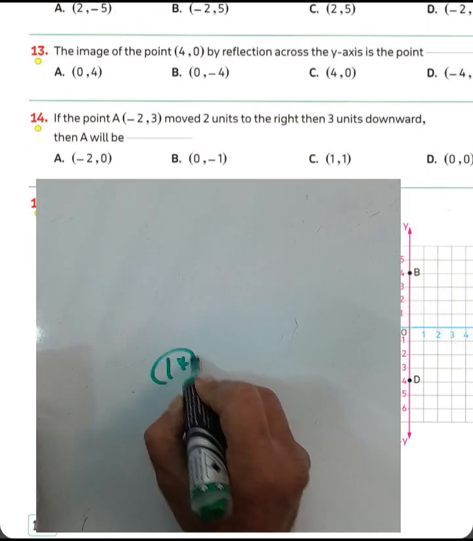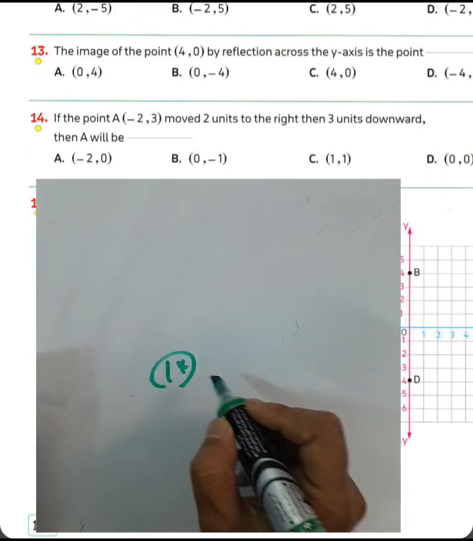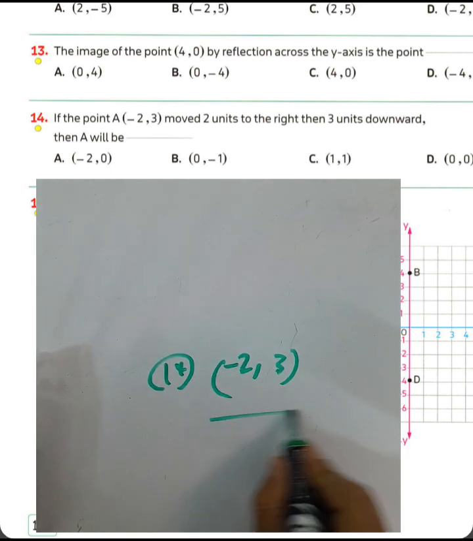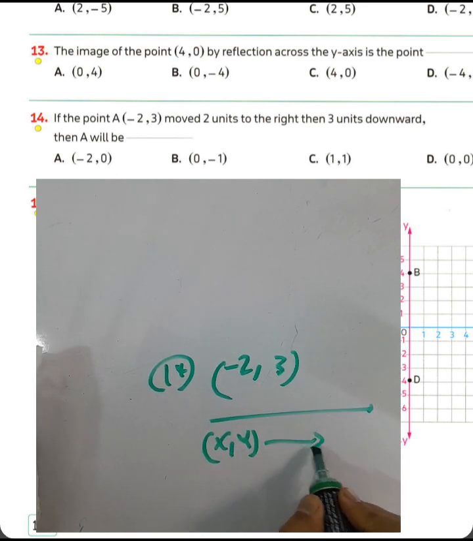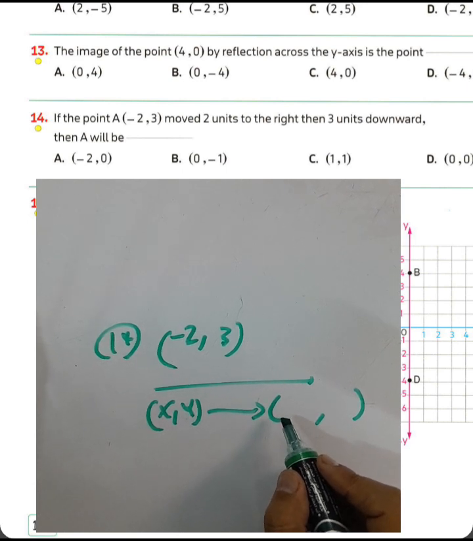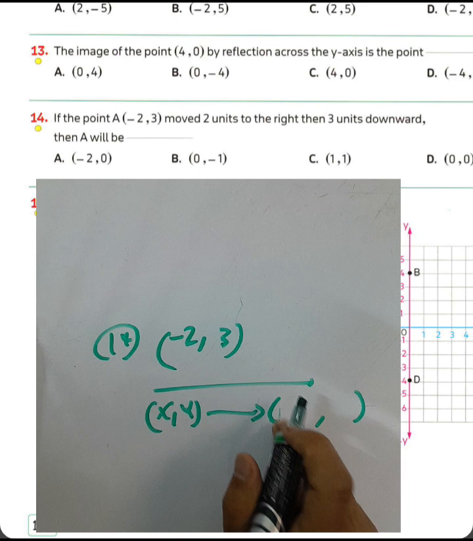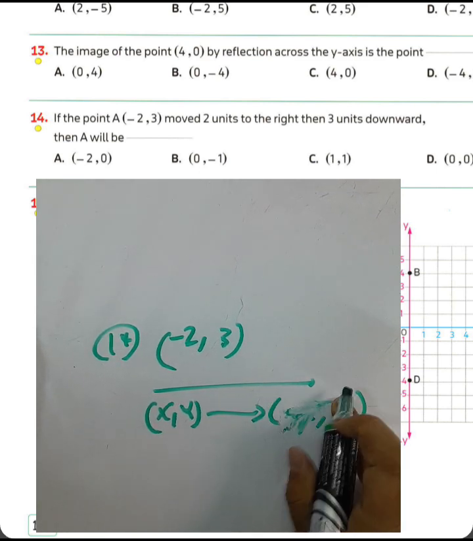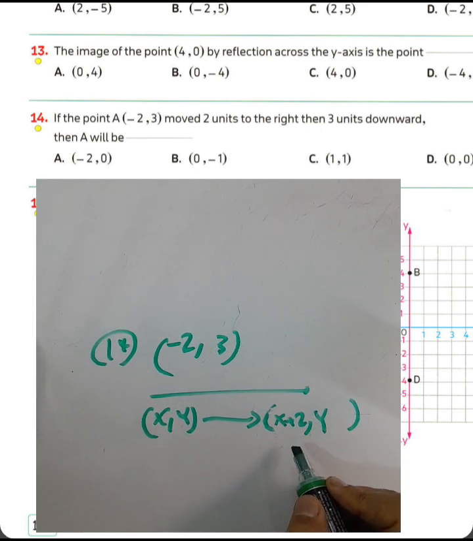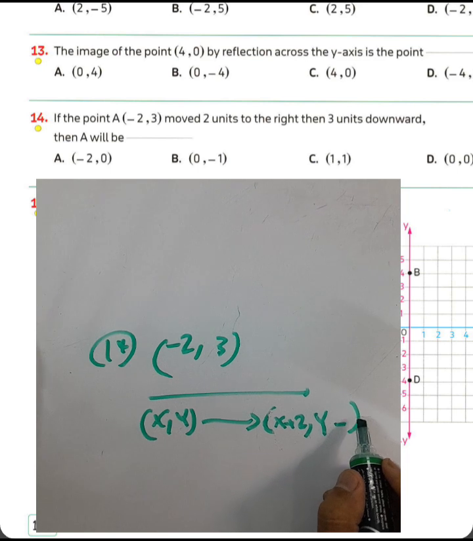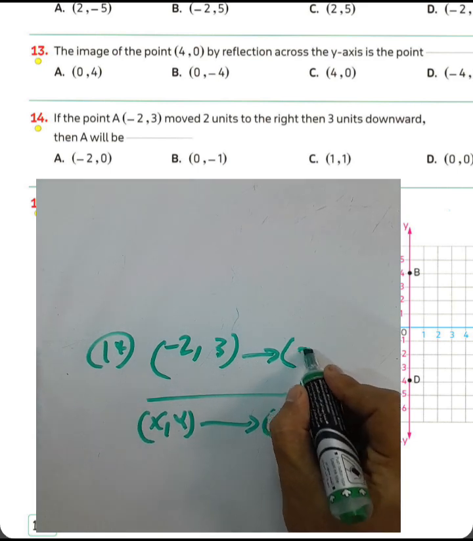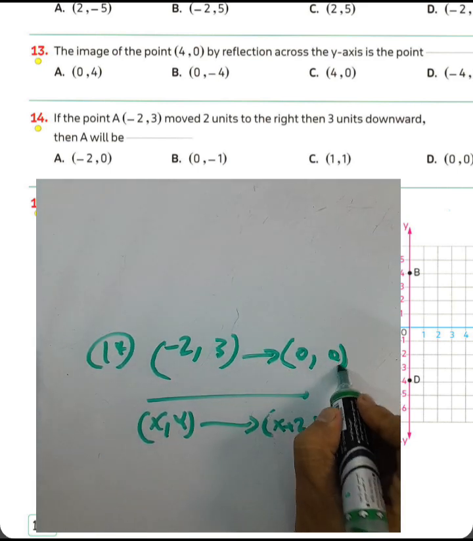Question 14. The point moved 2 units to the right, then 3 units downward. We have (-2, 3). The rule here, (x, y): he tells us in the example moved 2 units to the right, it means x plus 2. It's the rule. Okay, I will write the rule first. To the right means x plus 2, and 3 units down means y minus 3. Then the image will be what? x plus 2, negative 2 plus 2, it will be 0, and 3 minus 3 equals 0. Then the result is the origin.